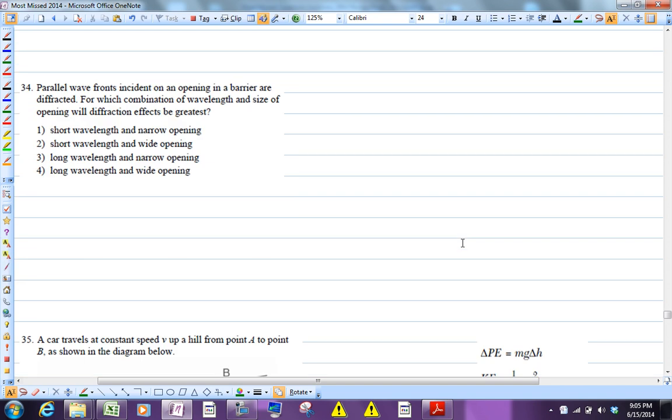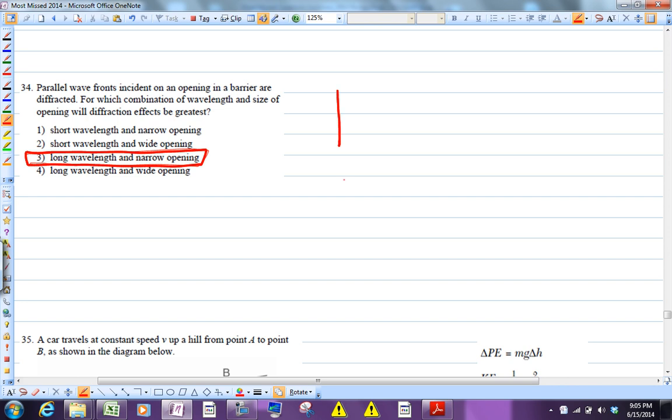34, again, is a diffraction question. And just like we talked about earlier, by the way, the answer to 34 is 3. Just like we talked about earlier, it's the slit size compared to the wavelength that matters.